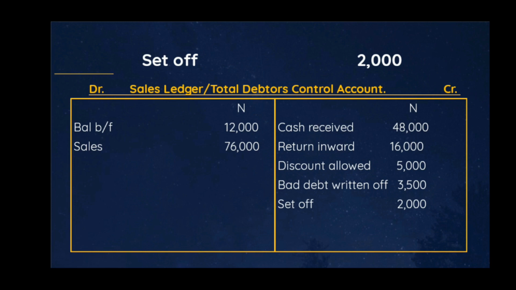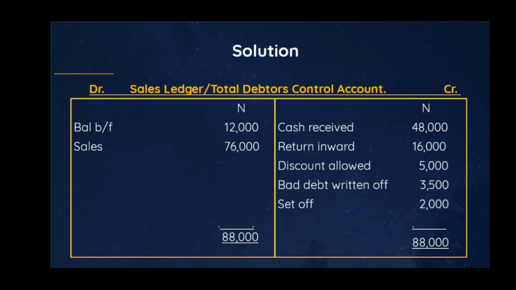Now we come to the end of our posting. The next thing is to add the debit side. The debit side, 12,000 plus 76,000, is 88,000. What is the credit side? We had 48,000 plus 16,000 plus 5,000 plus 3,500 plus 2,000. If we look at the two, we realize that 88,000 is bigger. Because of that, we close our account and write 88,000 under the two sides.